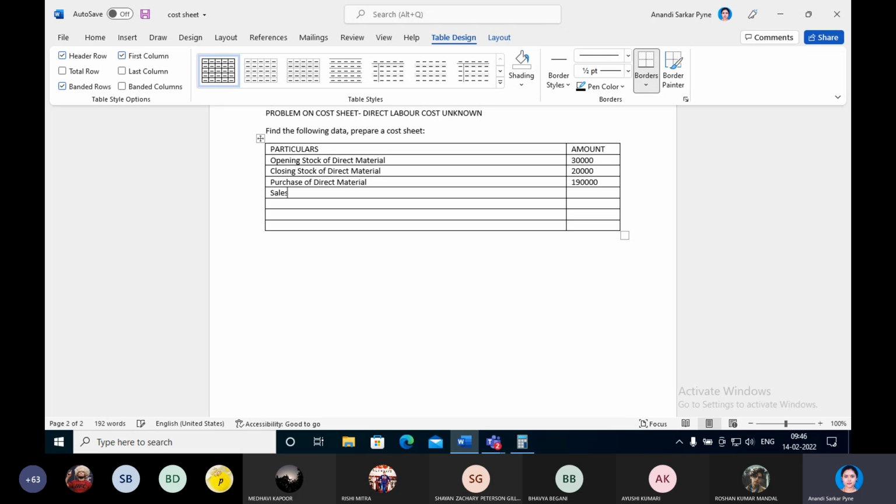Then what we have is sales, which will come at the end, 6,50,000. We have the details, right? Prime cost we know. Easily we can find the direct labor if not given, because we have raw material consumed, opening stock plus purchase minus closing stock, and we have prime cost. Then we also have factory expenses, which is 1,20,000.